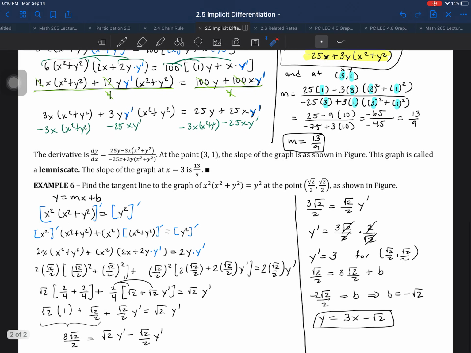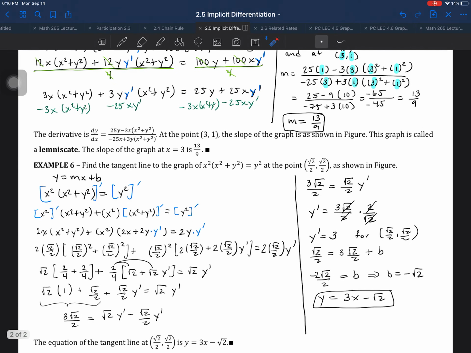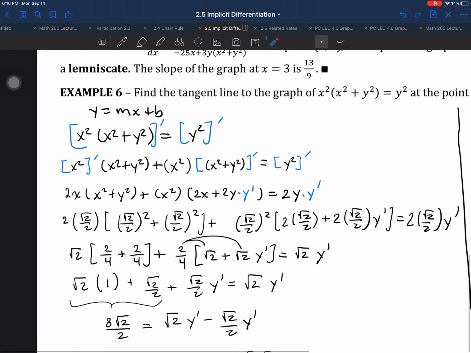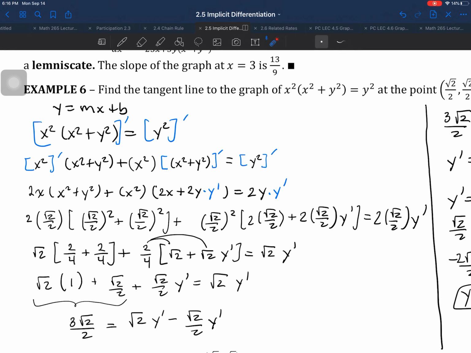Alright, so one more example. You guys remember that we keep asking you about the tangent line, finding the equation of the tangent line? Well, here's another example. Find the equation of the tangent line to the graph x squared times the quantity x squared plus y squared equals y squared at a particular point, square root of 2 over 2, square root of 2 over 2. So what are we looking for? We're looking for the equation of the tangent line.